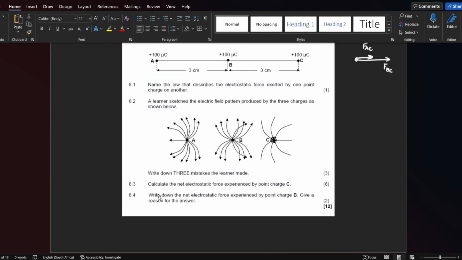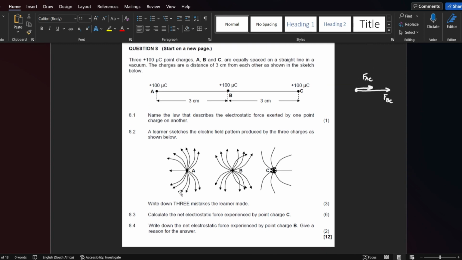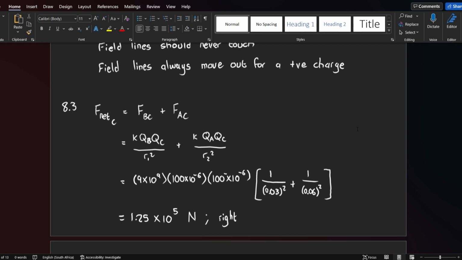Okay, 8.4, write down the net electrostatic force experienced by point charge B. Give a reason for the answer. So it's just telling you to write down, no calculation required. Looking at point charge B, it's in the middle, meaning point charge A and C are equidistant from the charge B, and also point charge A and point charge C have the same magnitude, meaning the magnitude of the forces of charges A and C are equal, and they're in opposite directions, because C repels B that way, A repels B to the right.